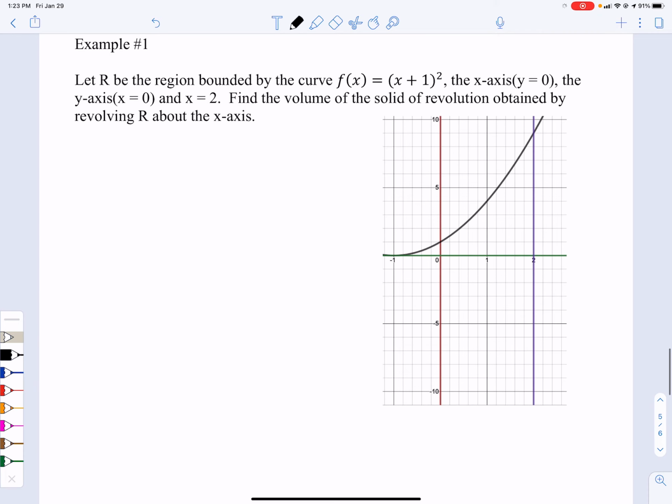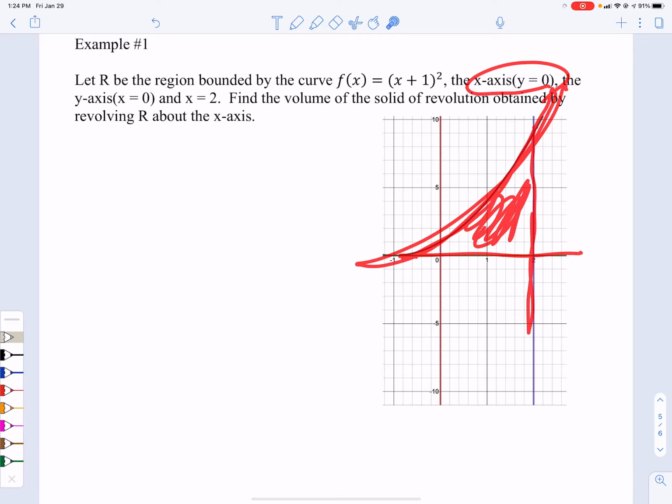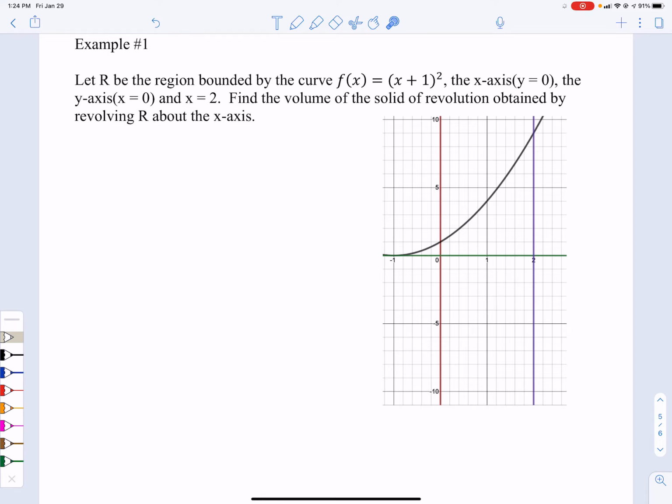You could try this on your own. Or if you get stuck, let me give you some hints. So f of x equals x plus 1 squared. That's this line. The x-axis is here, and x equals 2 is here. So here's our shaded region. X equals 0, the y-axis. So you have this line, this line, this line, and this line. So this is our shaded region. I will shade that in for you because I'm a nice guy.